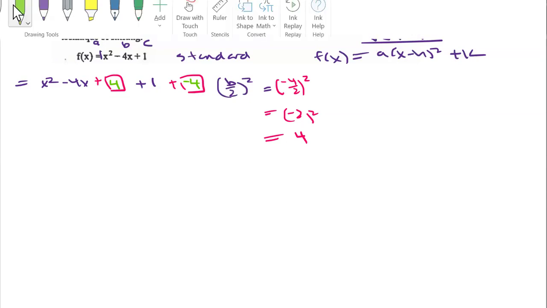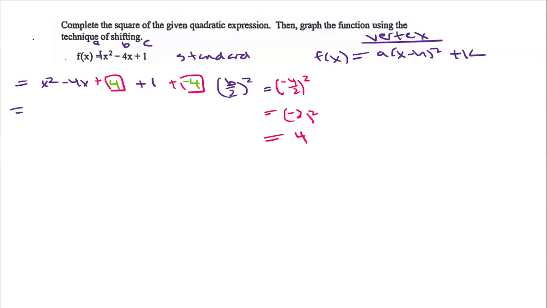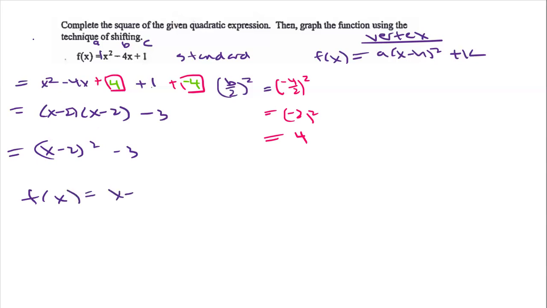So now we can rewrite this and factor this here. That'll give us (x - 2)(x - 2). Okay, and then 1 plus positive 4 is going to give us a negative 3. All right, and this is what we want: two of the same factors. So that's going to give us (x - 2)² - 3. Okay, so that would be f(x) = (x - 2)² - 3.